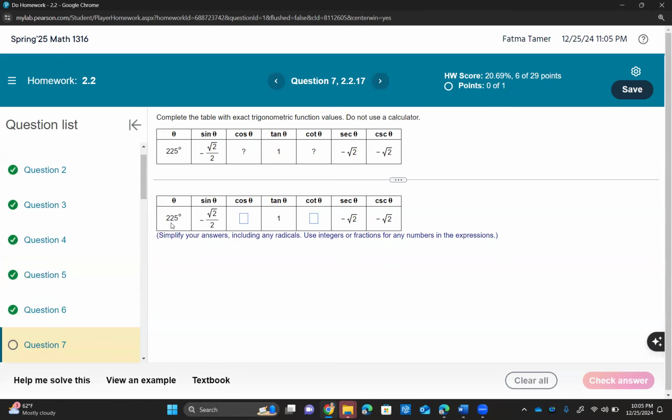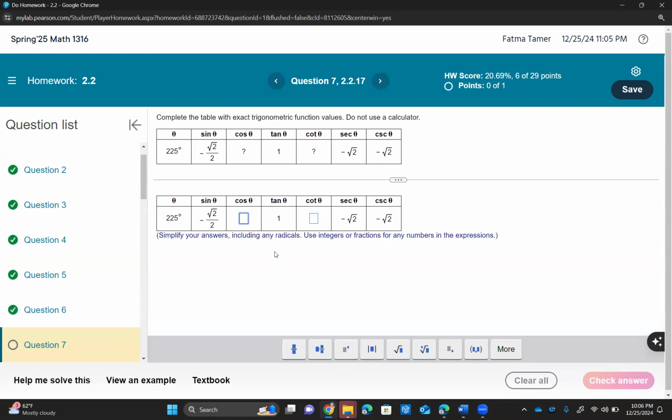For question 7, first thing I'm going to do is the reference angle. So 225 minus 180 is still 45 degrees. So for 45 degrees, cosine is root 2 over 2 without thinking about the signs. But I have to make sure that I am also thinking about the sign, because the main angle is 225, which is a quadrant 3 angle. In quadrant 3, both sine and cosine are negative values. Tangent is positive 1, so cotangent will be positive 1 as well for this question.